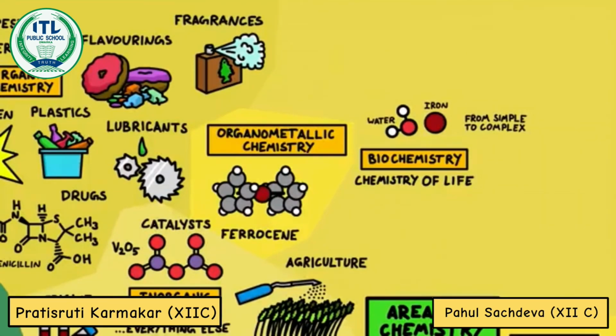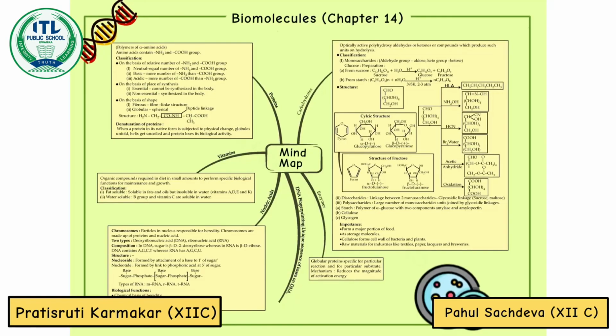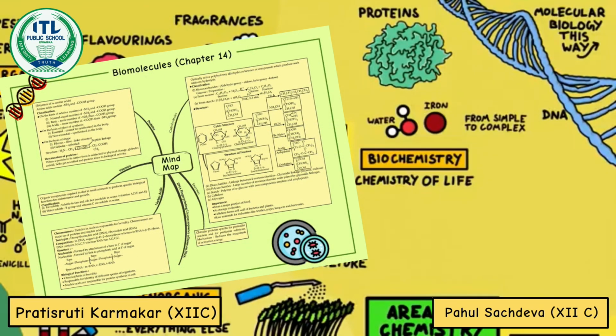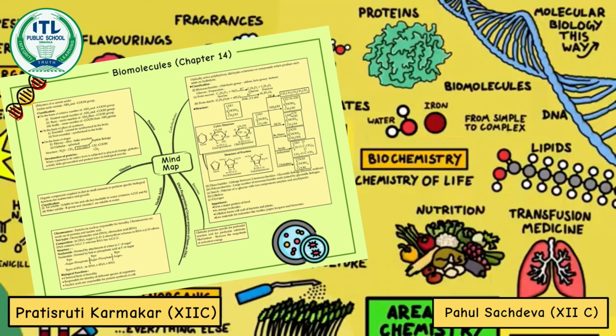The mind maps are branched into 6 different boxes, each condensing the classification, structures, and importance of biomolecules like proteins, carbohydrates, vitamins, minerals, and nucleic acids. We further study the mechanism of enzymes and DNA fingerprinting.